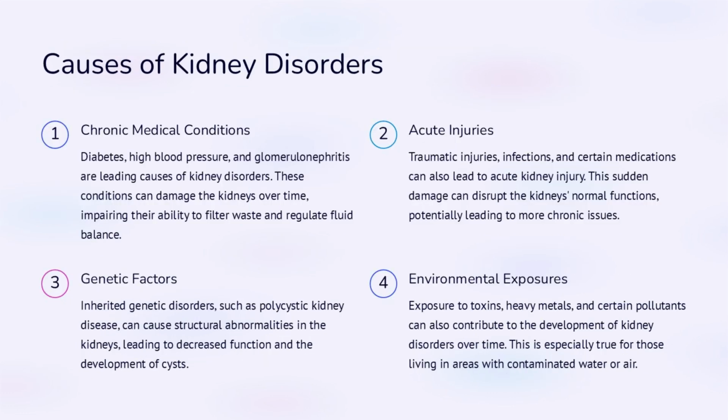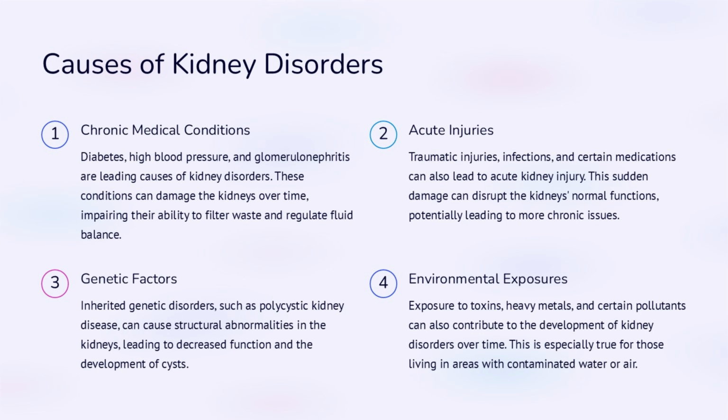Kidney disorders can have a variety of underlying causes, including chronic medical conditions, acute injuries, genetic factors, and environmental exposures. Chronic conditions like diabetes, high blood pressure, and glomerulonephritis can damage the kidneys over time, impairing their ability to filter waste and regulate fluid balance. Acute injuries, infections, and certain medications can also lead to sudden kidney damage, potentially causing more chronic issues.